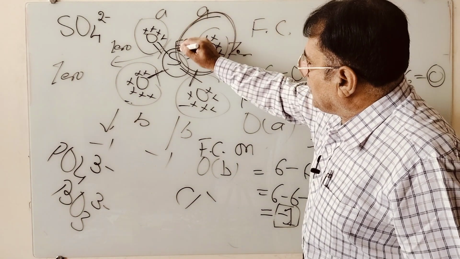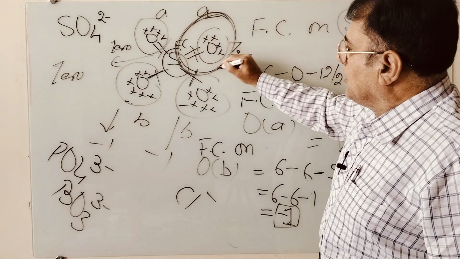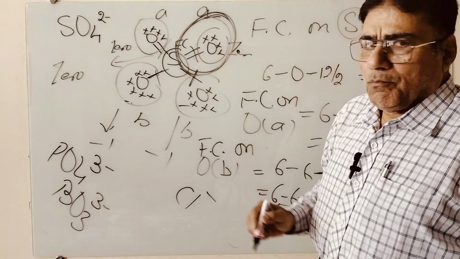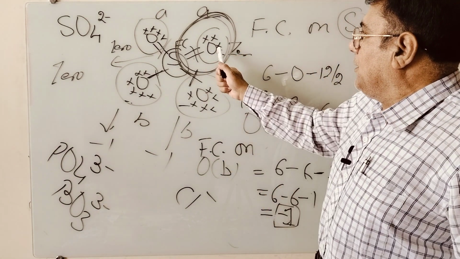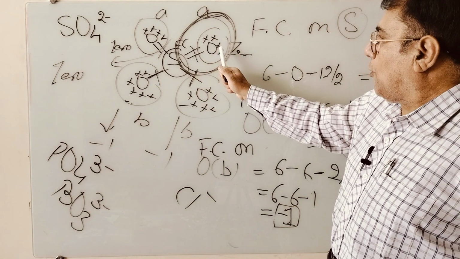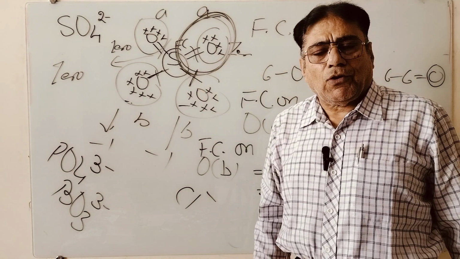Suppose I am calculating the formal charge of oxygen A. So these are the total number: 4 non-bonding plus 4 bonding. So I will take 4 non-bonding plus half the number of bonding, 4 divided by 2.